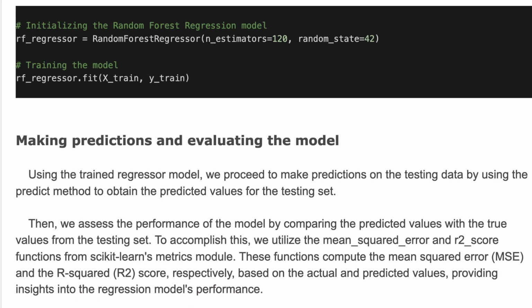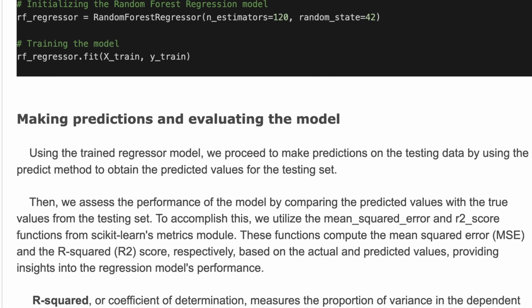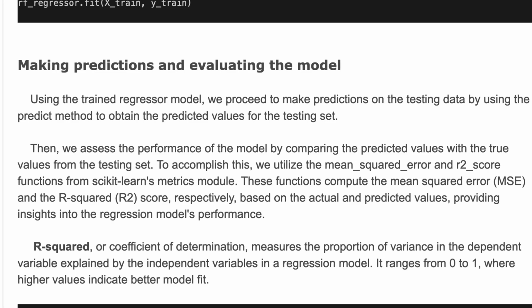Then we assess the performance of the model by comparing the predicted values with the true values from the testing set. To accomplish this, we utilize the mean squared error and the R2 score functions from Scikit-learn's metrics module. These functions compute the mean squared error and the R squared score, respectively, based on the actual and the predicted values, providing insights into the regression model's performance. R squared measures the proportion of variance in the dependent variable explained by the independent variables in the regression model. It ranges from 0 to 1, where a higher value indicates better model fit.